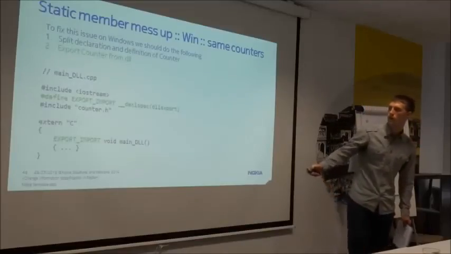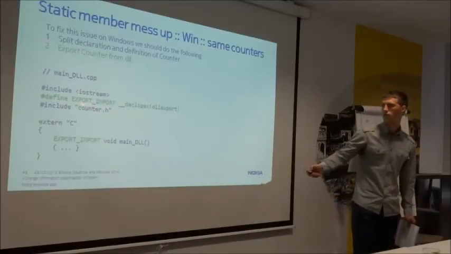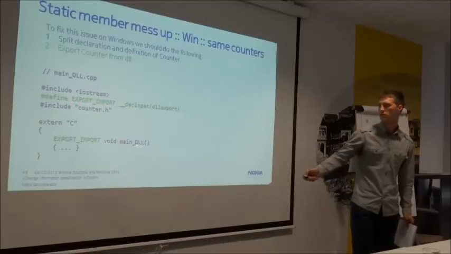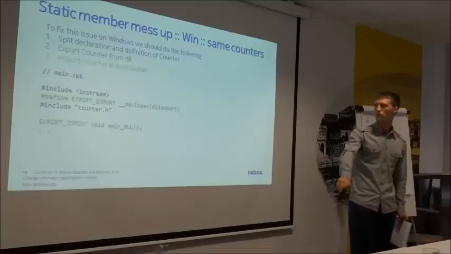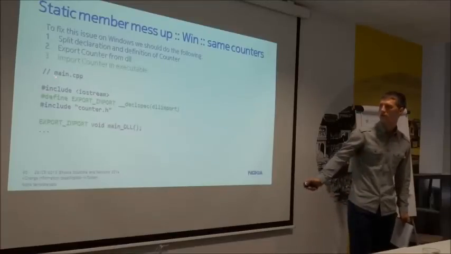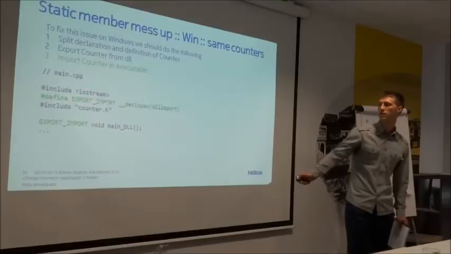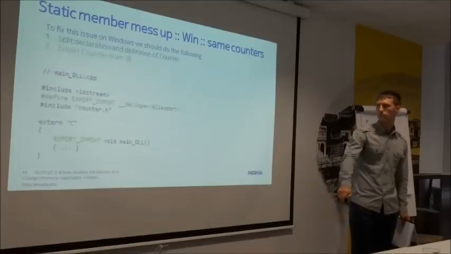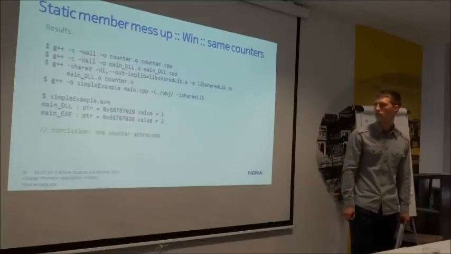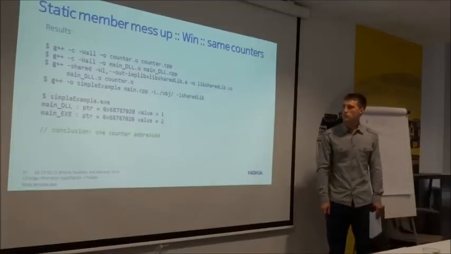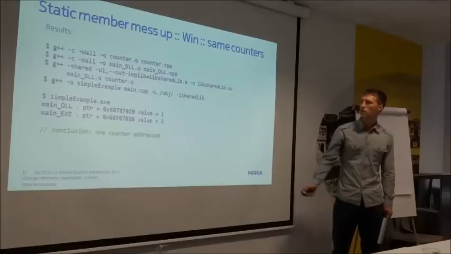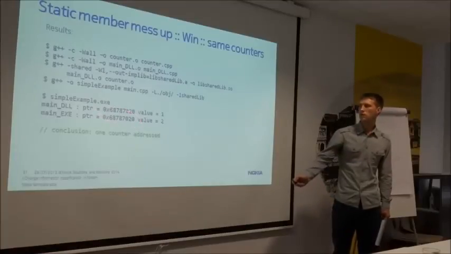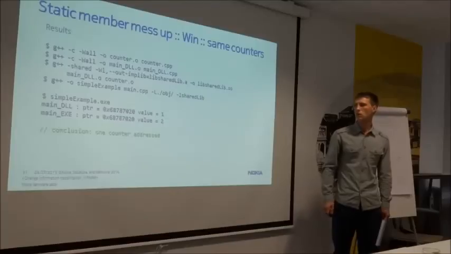Second step, we are doing the same thing with our main DLL function. We are also exporting it, and in the executable we are importing it, as you can see here. We are importing this main DLL function, and this macro is also defined before counter.h. It means that this macro will expand as import. This is pretty straightforward. And we got it. We can now see here that we have only one counter addressed.